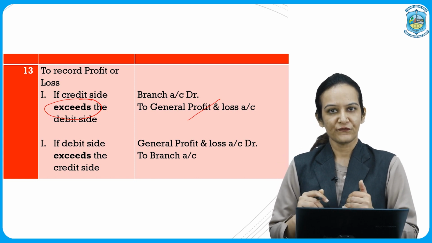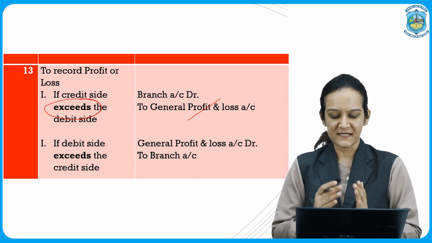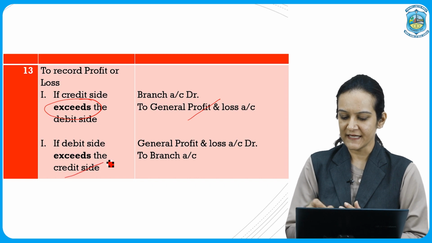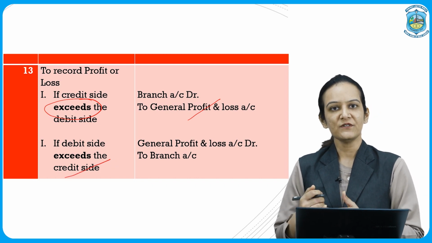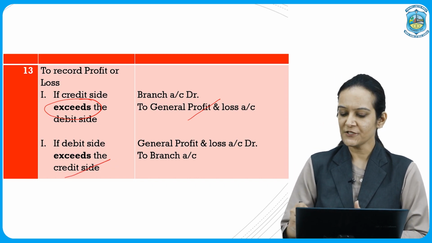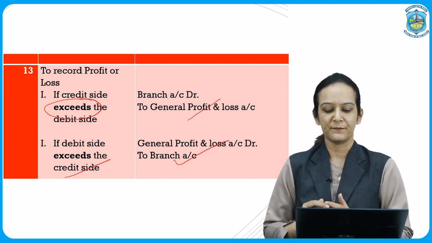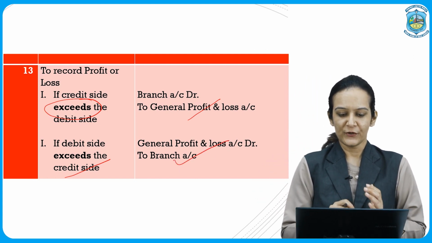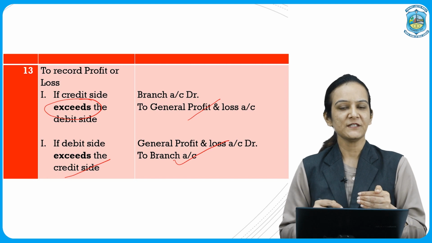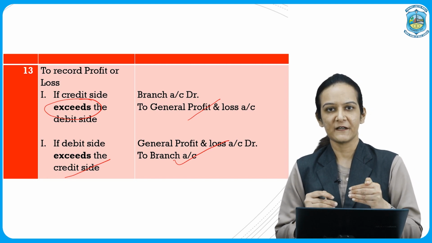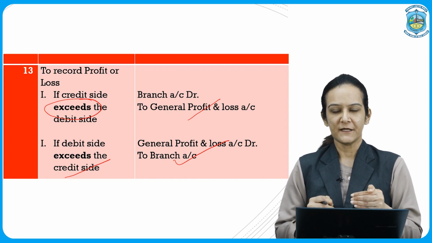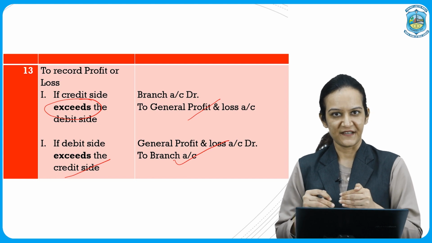And in case of losses, that is if the debit side is greater than the credit side, then the opposite or reverse entry is passed, that is general profit and loss account debit to branch account. So in total there are 13 entries that we are supposed to pass in relation to branch accounting under the debtors method.